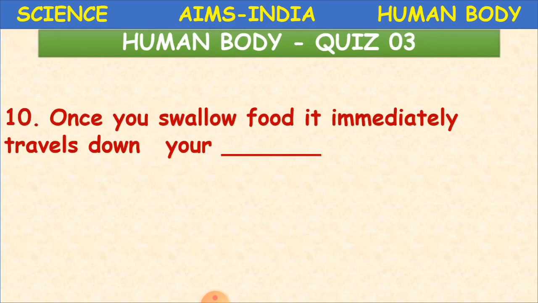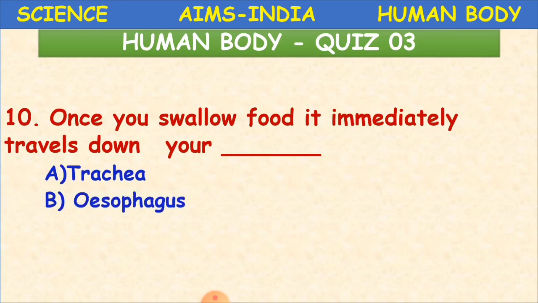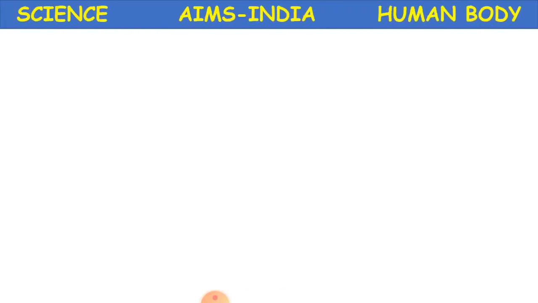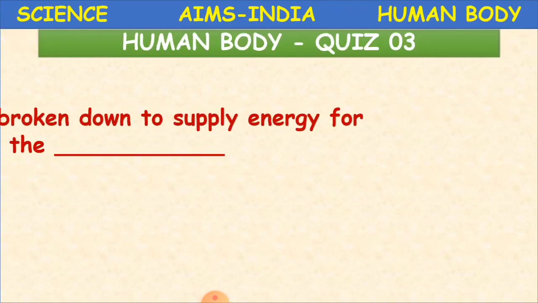Now the next question. Once you swallow food, it immediately travels down your dash: trachea, esophagus, stomach, or small intestine. So as we said, it is going to travel down our food pipe. And the scientific name of our food pipe is what, children? Option B, esophagus. Okay, clear?